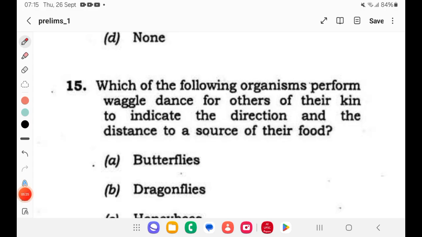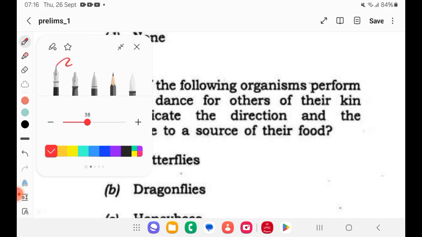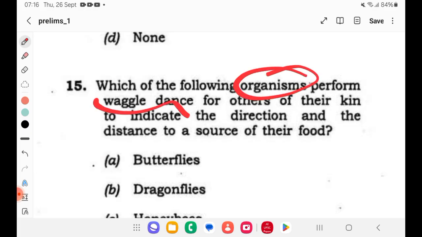So the next question is, which of the following organisms perform waggle dance for others of their kin to indicate the direction and the dance distance to a source of their food? So it is like, which are those organisms that will perform this dance? Why they are performing? Here is the key. So they are performing so that they indicate the direction. They'll indicate a direction for the food collection. Okay, source of a food, they will indicate the direction.